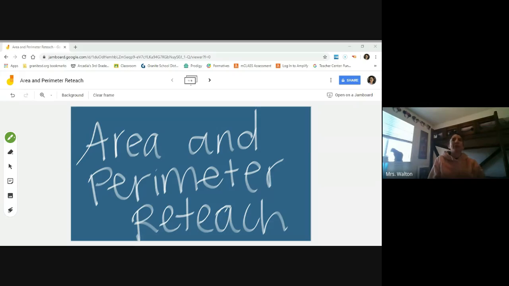Yeah, there is perimeter in this one because you have the word problems. So we'll review those as well. So looking at area, you have to multiply two numbers together.